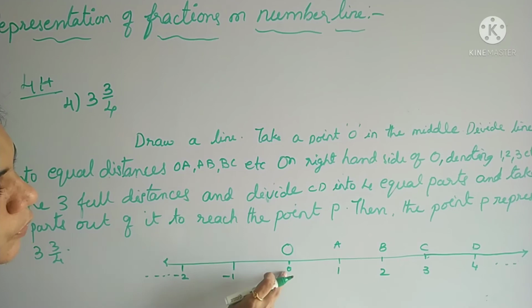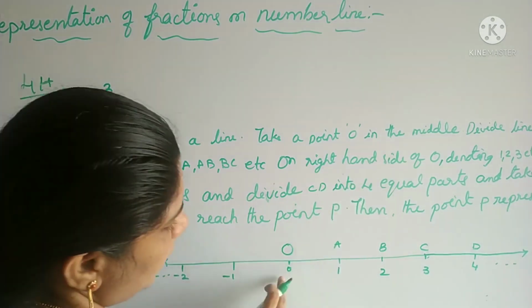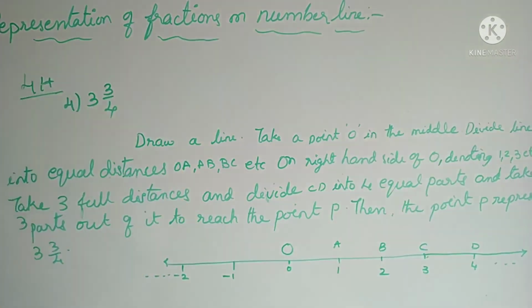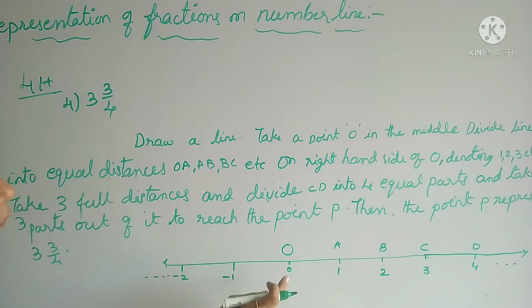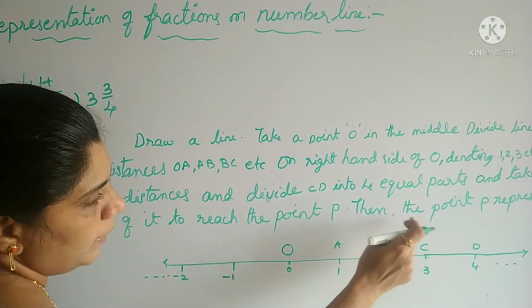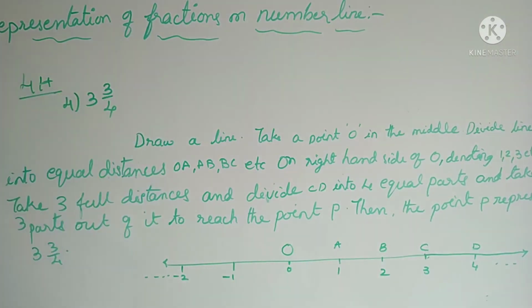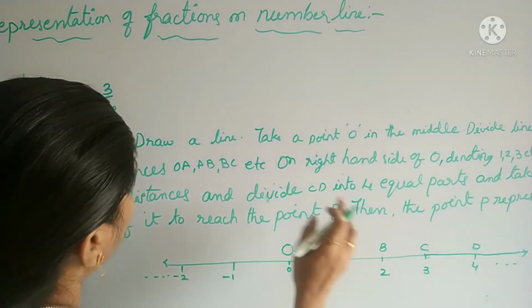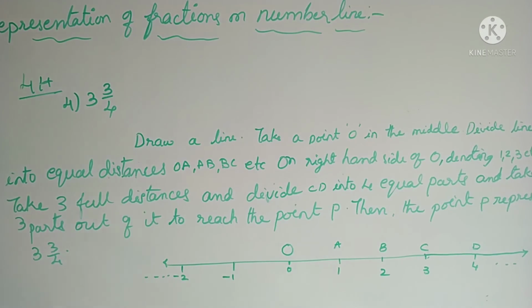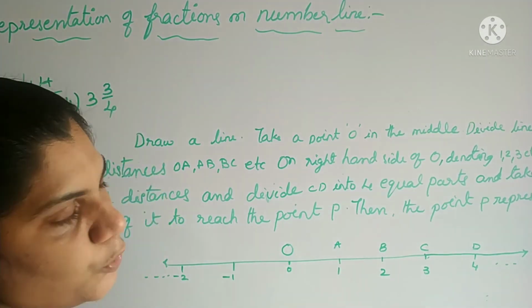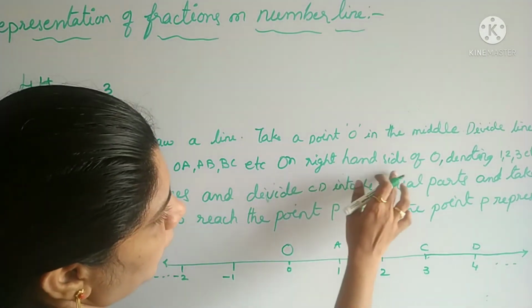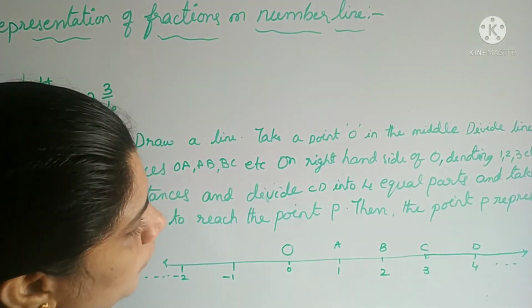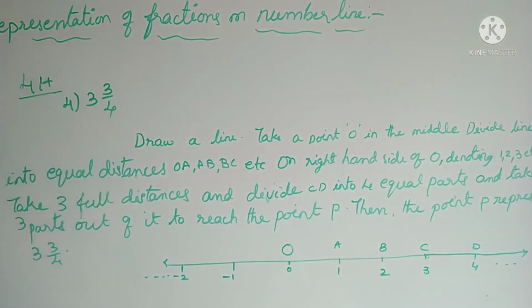This 0 I am representing with O. This is in the middle only. Now divide the line into equal distances, OA, AB, BC, CD, like that. Up to BC only I have written. Your number is 3 here, right? So I am taking the next number also to show this one. On the right hand side of O, we are denoting 1, 2, 3 numbers here.